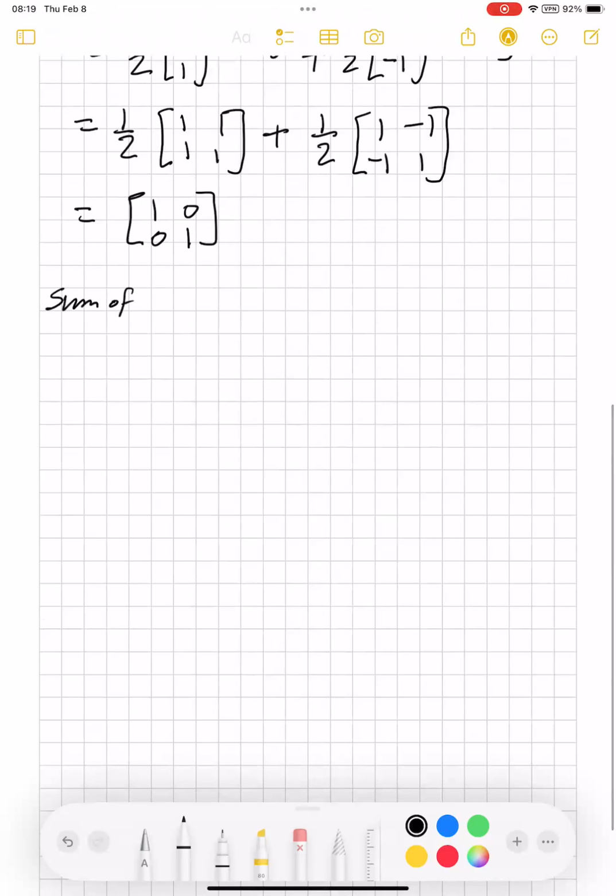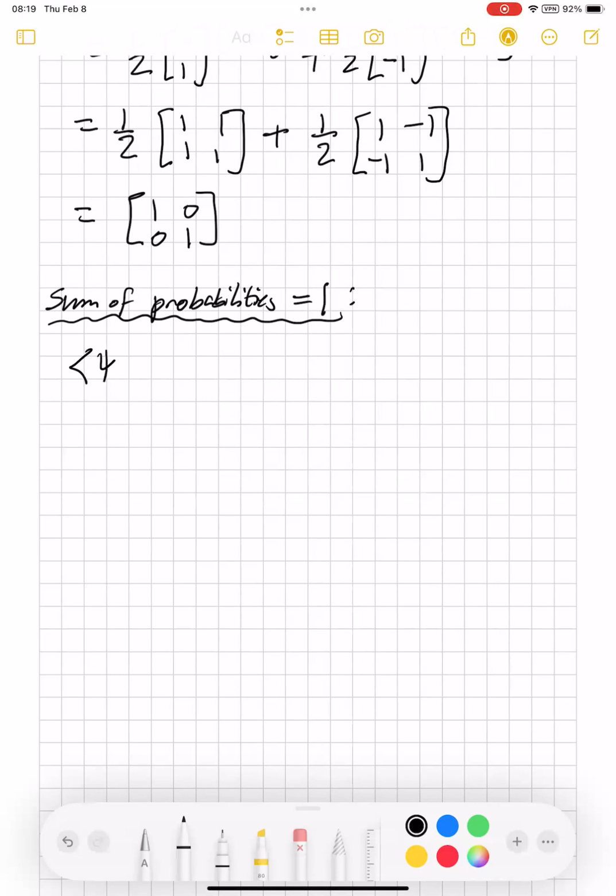So the fact that the sum of probabilities is equal to 1, let's see how you get that statement. In fact, that's the statement that the norm of psi is 1. This is the statement that the sum of probabilities is 1. So let's maybe write it out in a way that will further convince you.